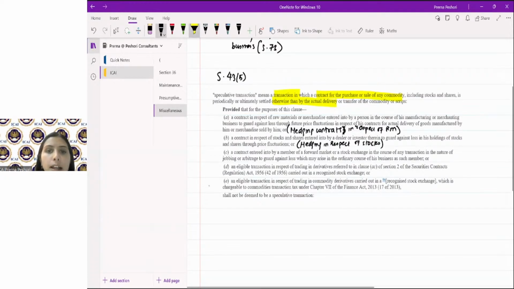A contract entered into by a member of a forward market or stock exchange in the course of any transaction in the nature of jobbing or arbitrage to guard against loss which may arise in the ordinary course of business. So a forward contract is not the hedging, it is not a speculative transaction. So forward contract.